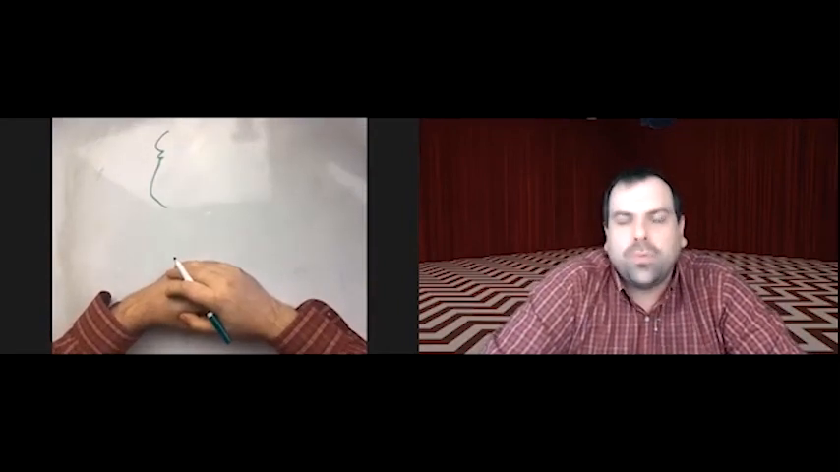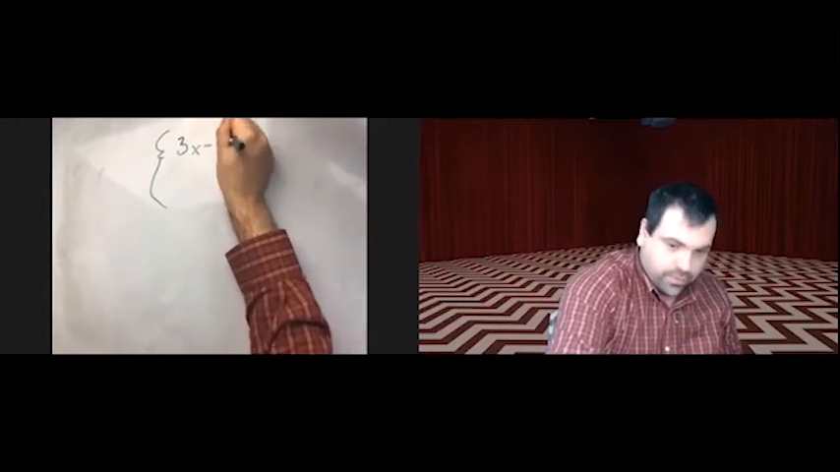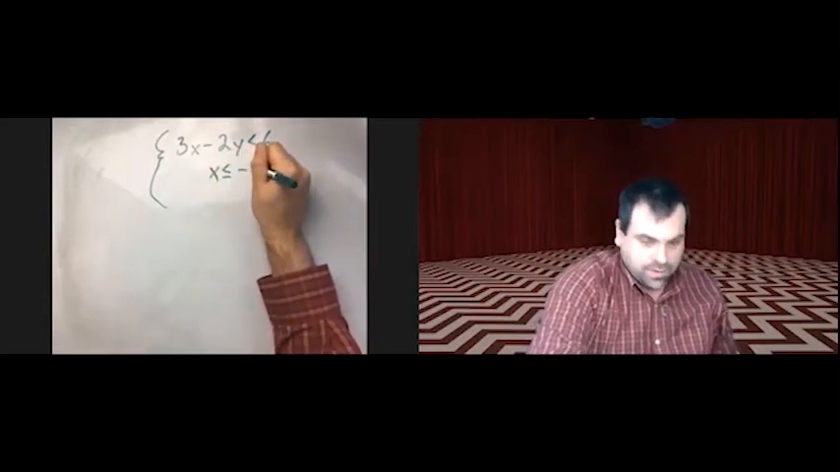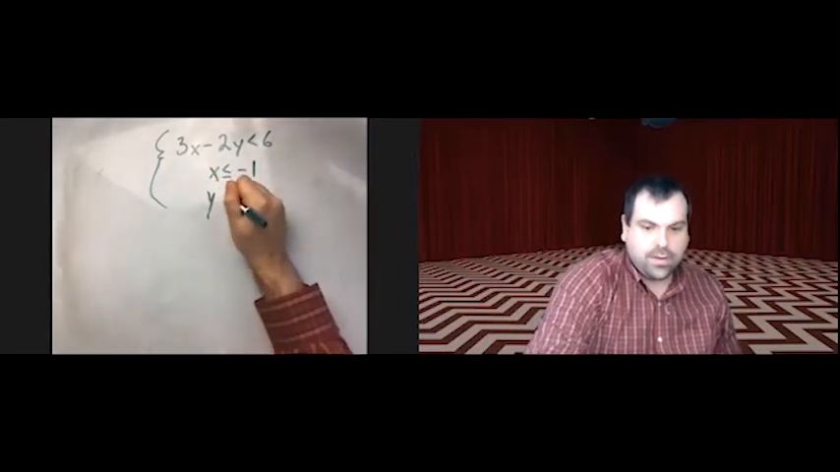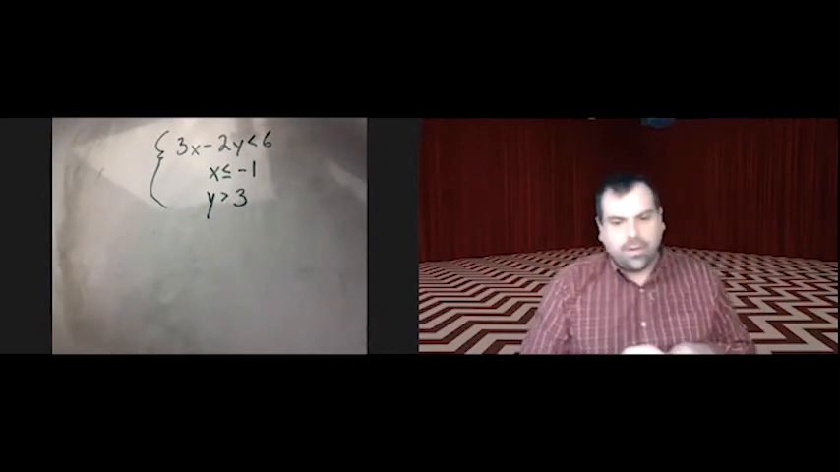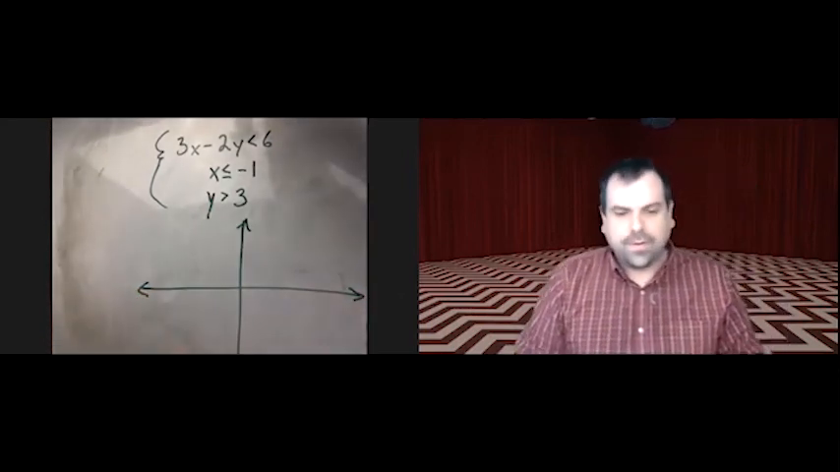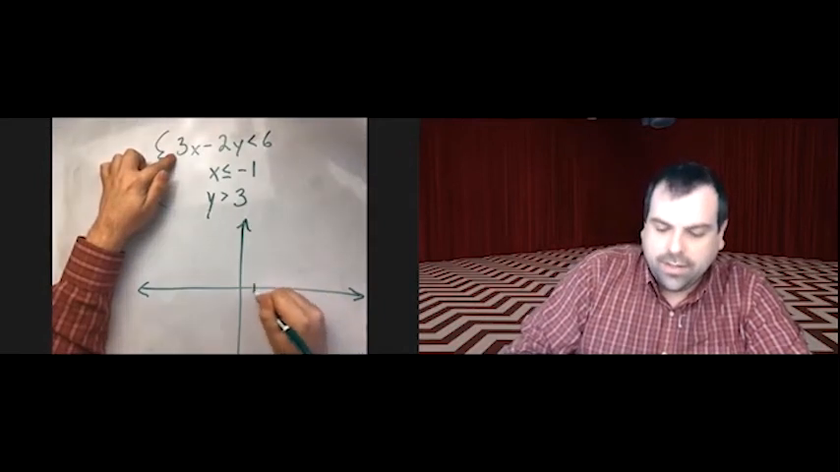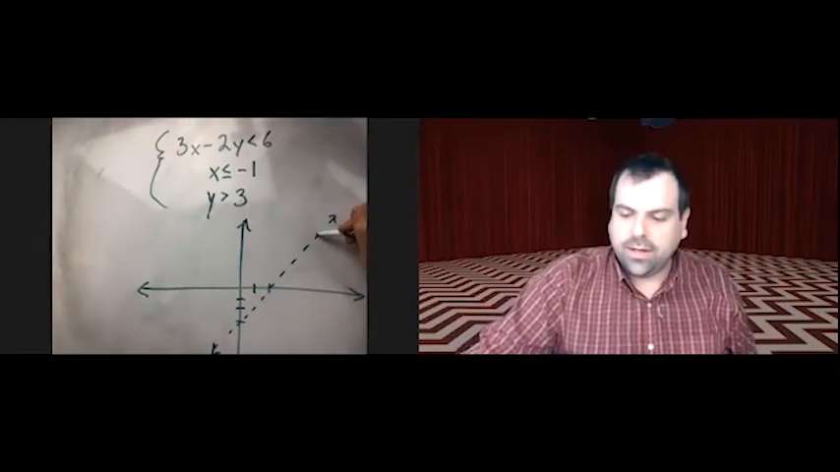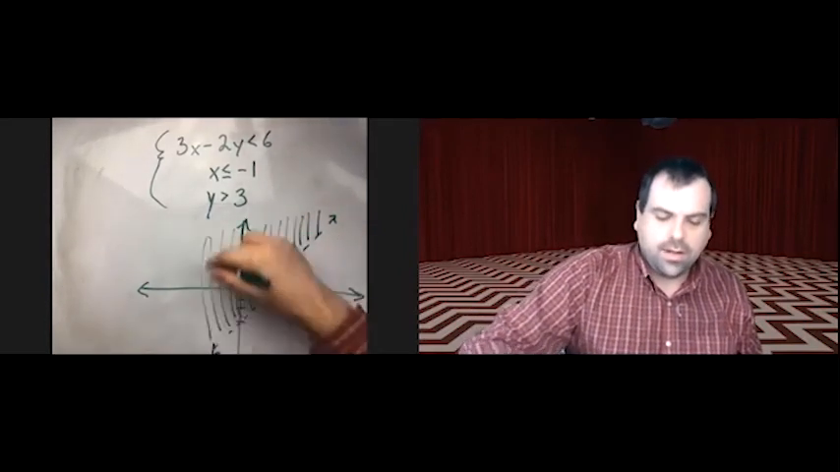Okay. Now, what if we had the system of inequalities: 3x minus 2y is less than 6, x is less than or equal to -1, and y is greater than 3? We would solve this graphically. 3x minus 2y is less than 6. We saw this inequality. The side with 0, 0 was included, so we shaded above.